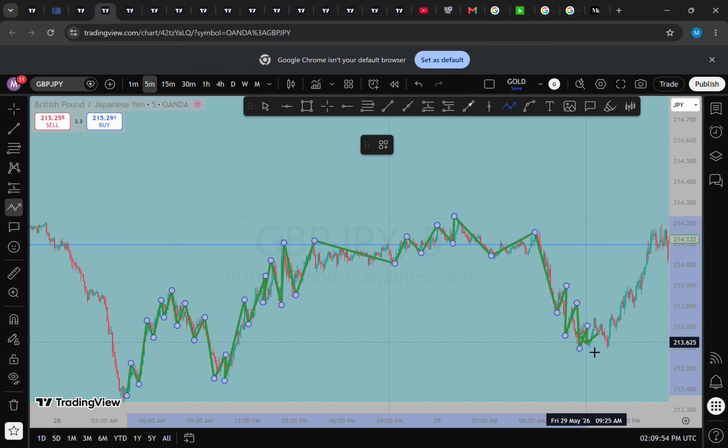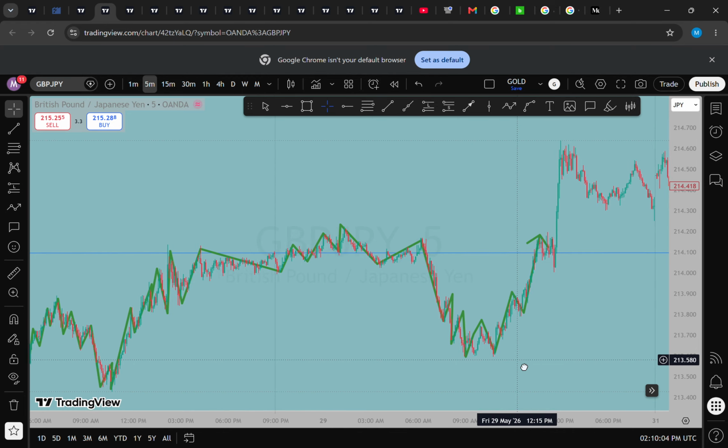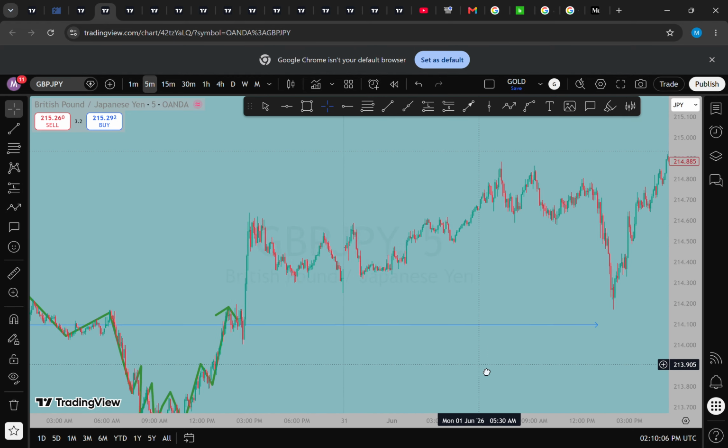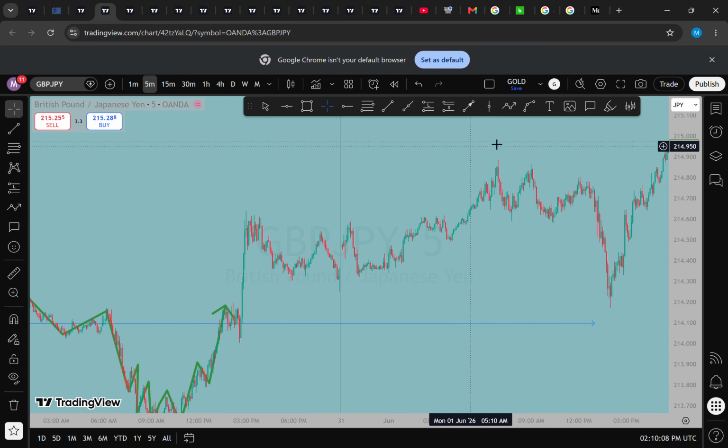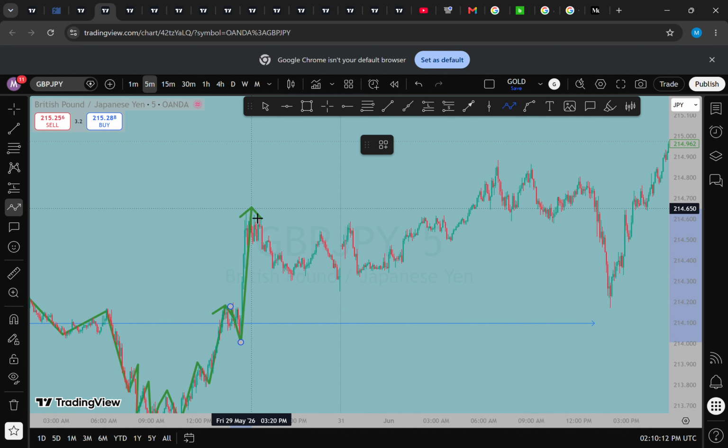So that is why it's very important to always work with a higher time frame. That's why it's very important to keep working with a higher time frame. So we can go on and on like that. You can see all of these minor structures, because we are on a lower time frame.